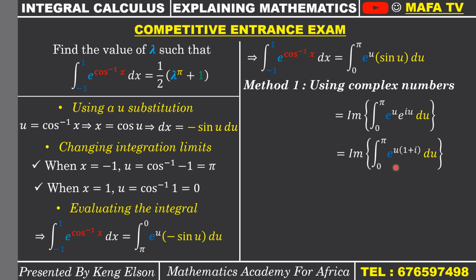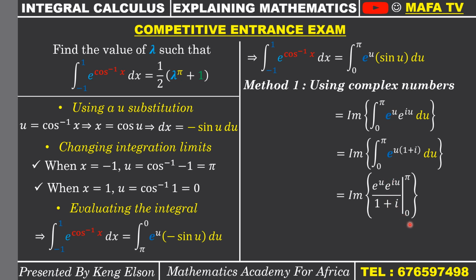But once we differentiate the power, we have to divide the exponential function by that derivative. So I'm going to differentiate u times 1 plus i with respect to u, and I'm just going to have 1 plus i, the constant. Then I have to put it in the denominator, and my numerator will be the same exponential function, which is e to the power u times 1 plus i, which is still the same as e to the u times e to the iu.